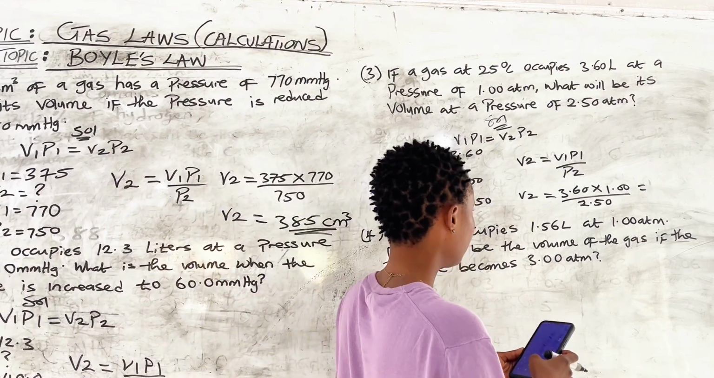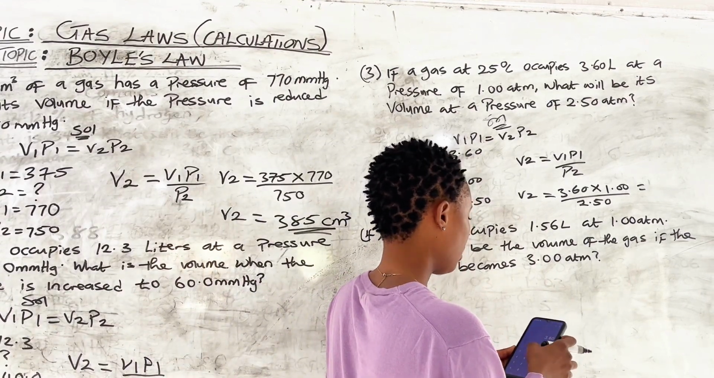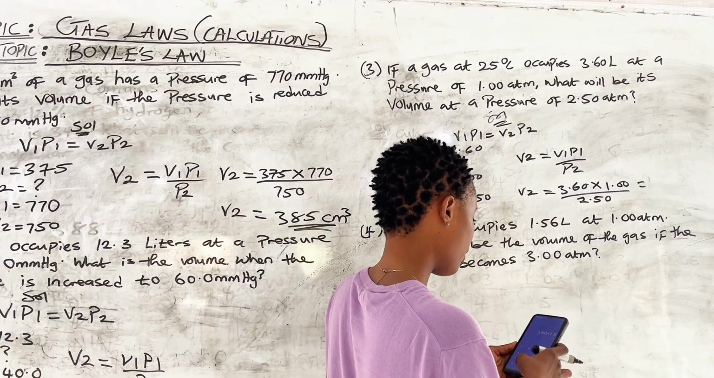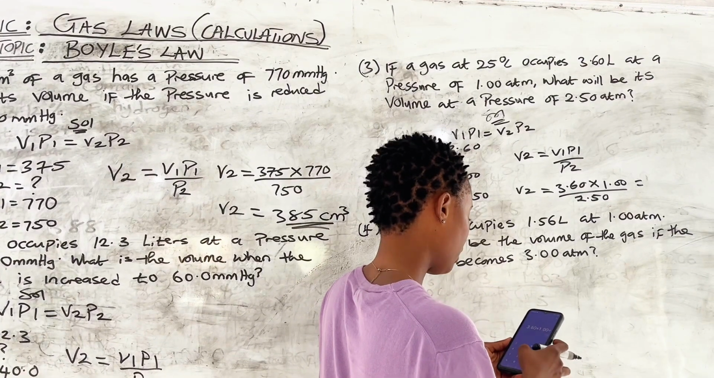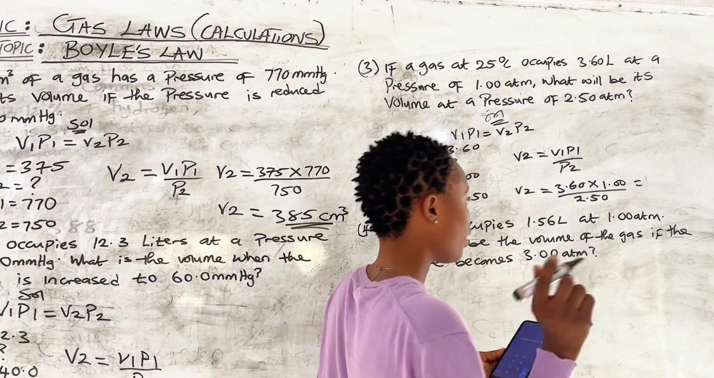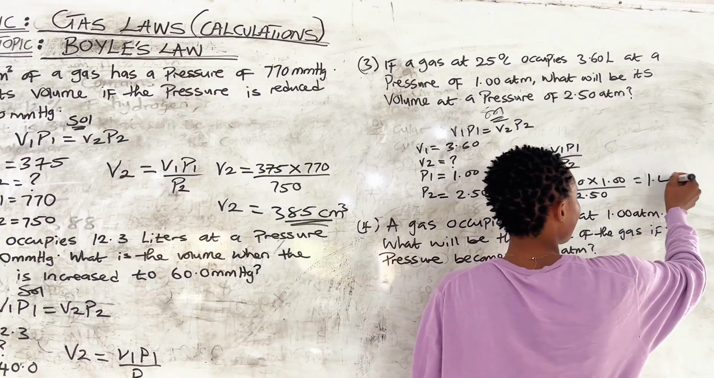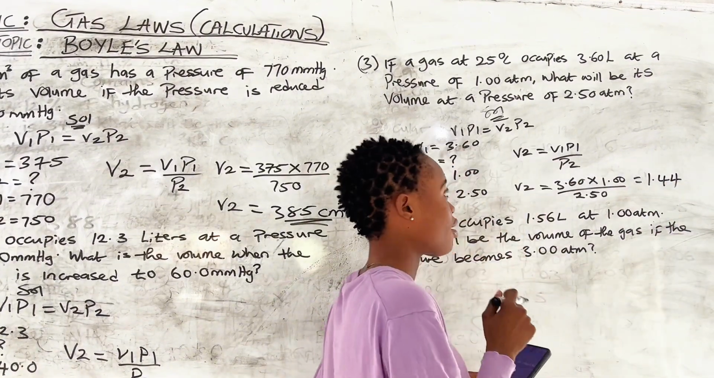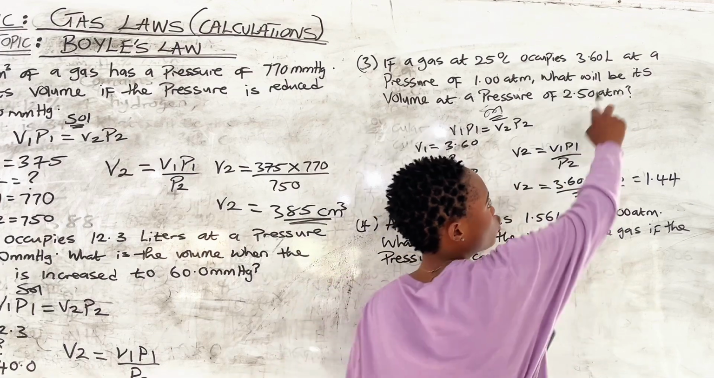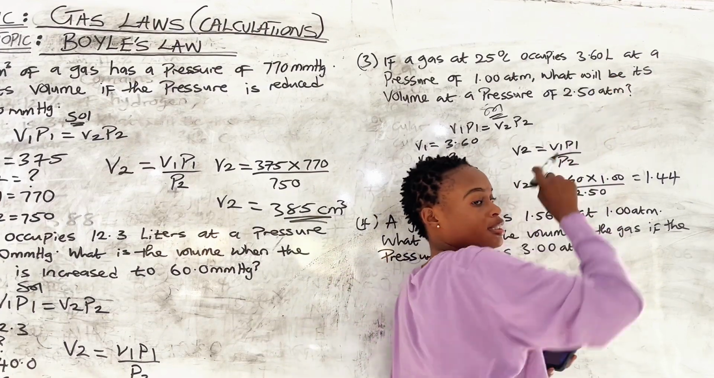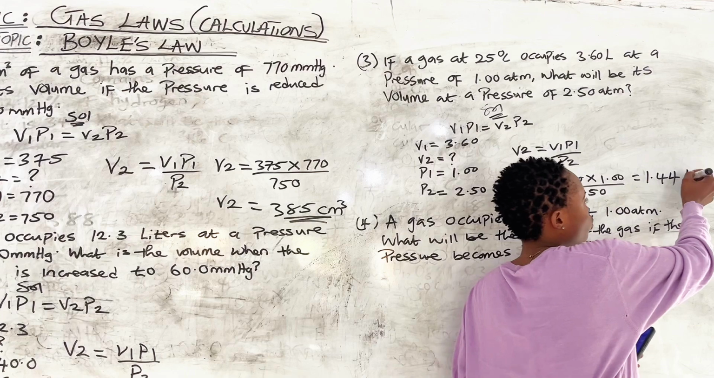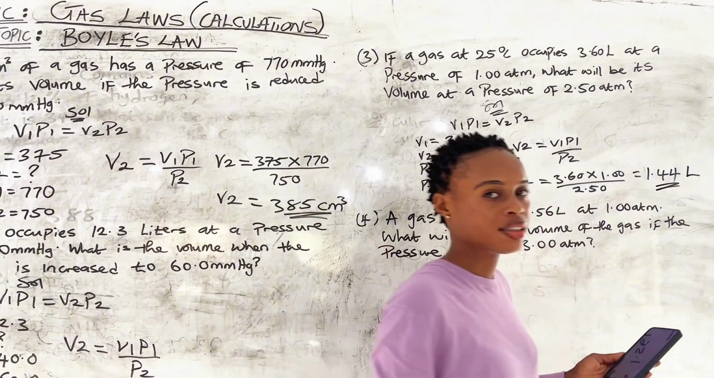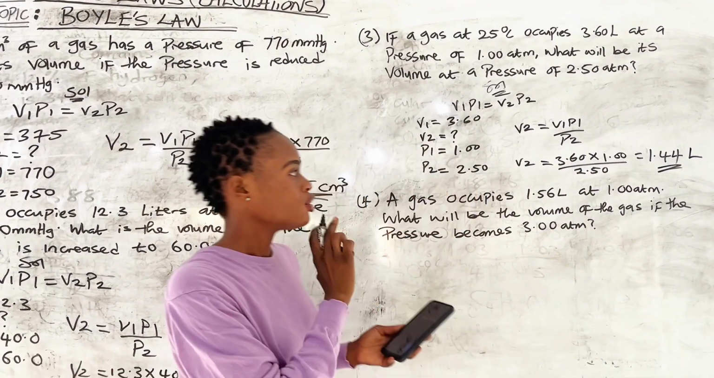3.60 times 1.00 divided by 2.50. So our answer is 1.44. What's the unit of our answer? Liters. Why? Because we're given our volume in liters. So our answer is 1.44 liters. I hope it's very simple. Okay, so that is just it.